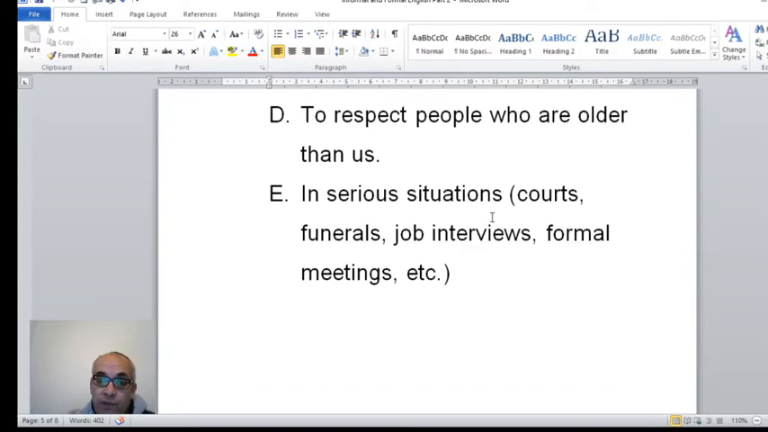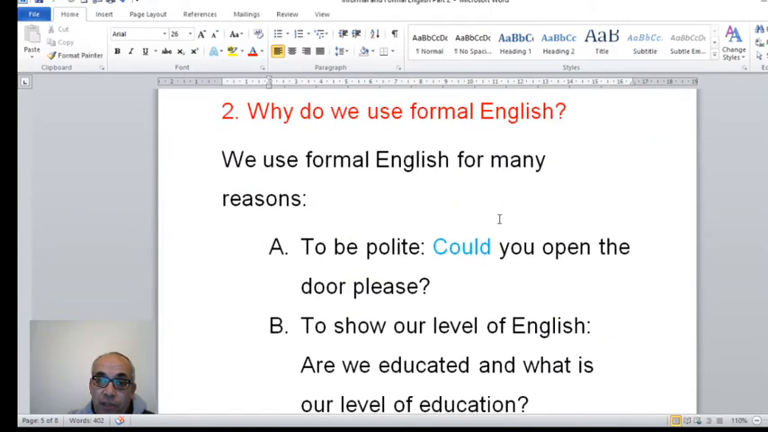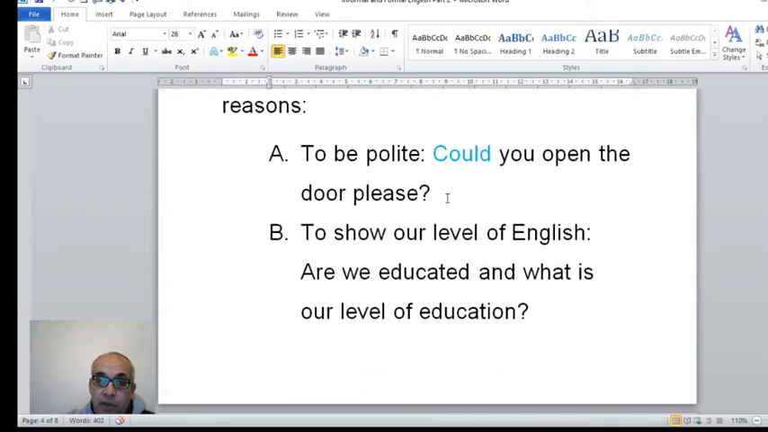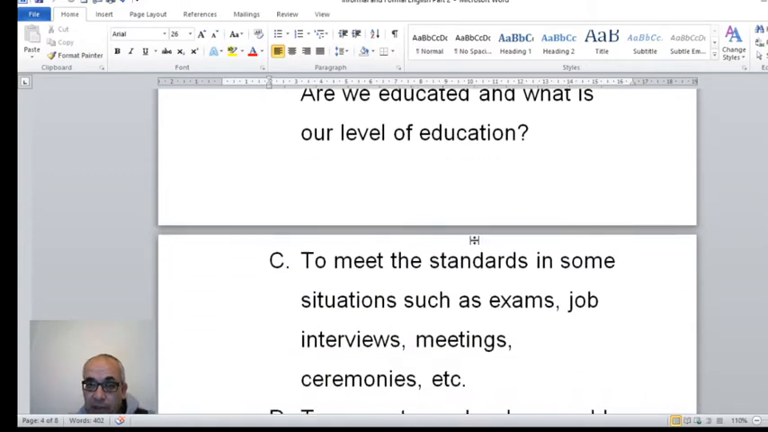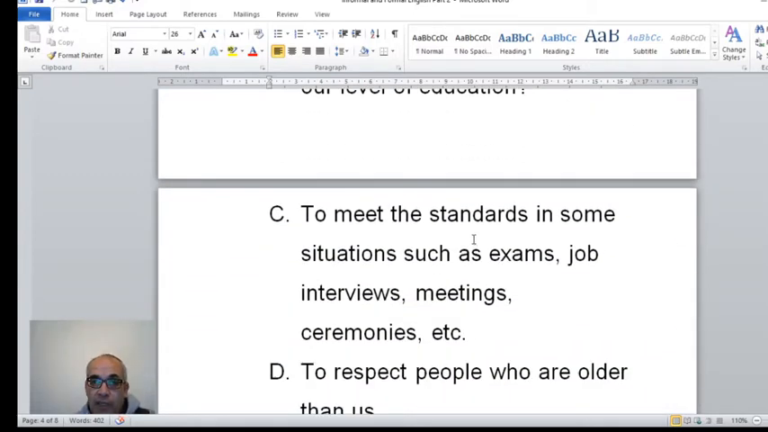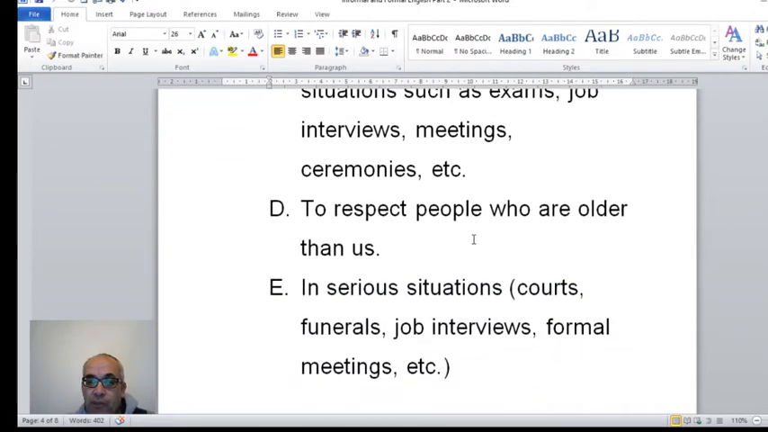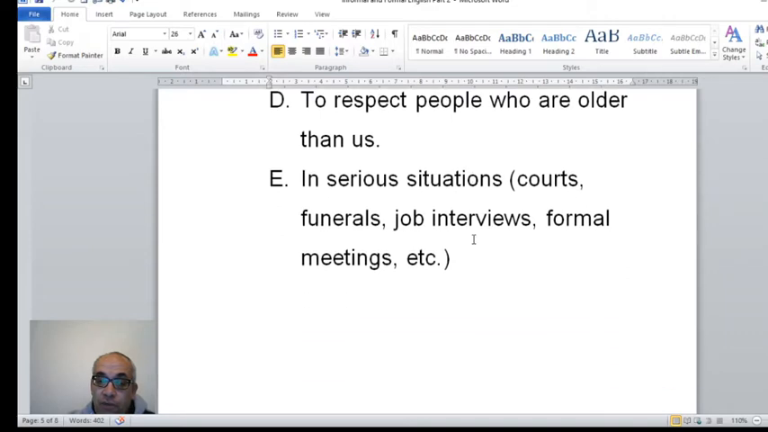So we use formal English in many situations, but why do we use it? We use formal English if we want to be polite. We use formal English to show our education, that we are educated, or we use formal English in exams, in job interviews, and we use formal English to respect people, and we use formal English in courts or job interviews.